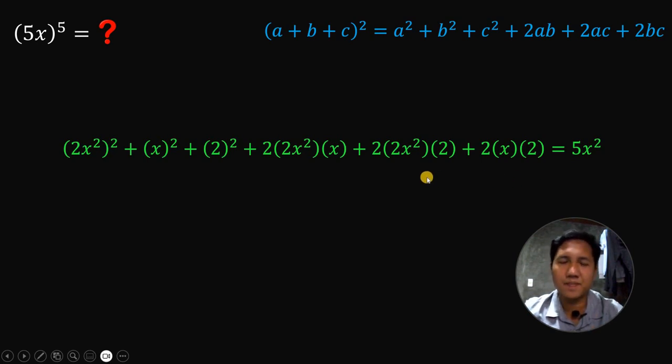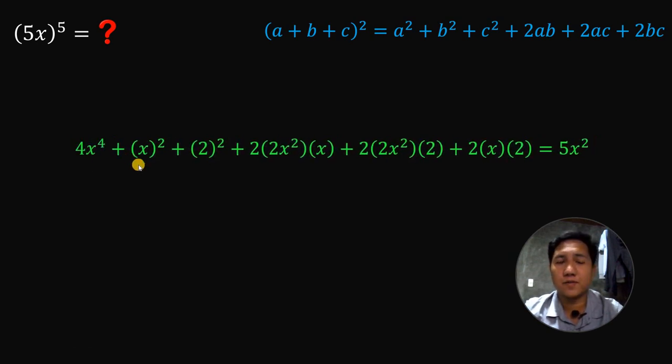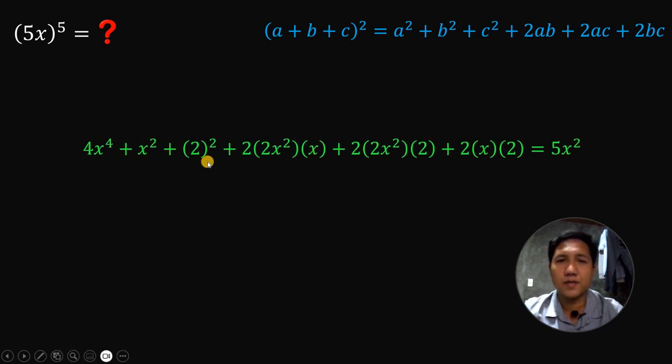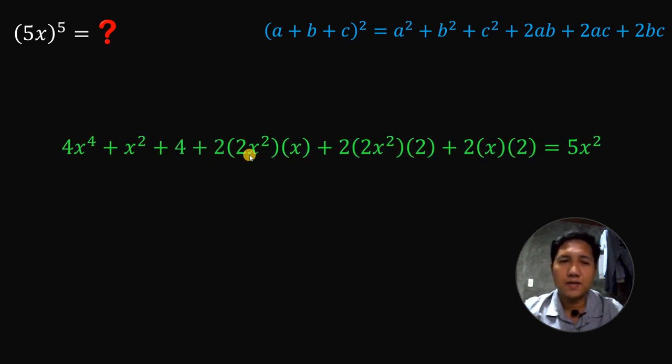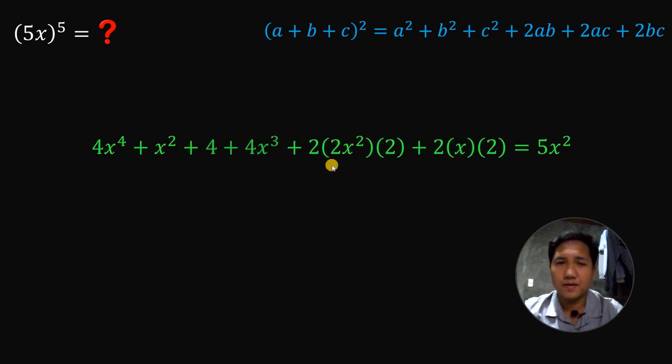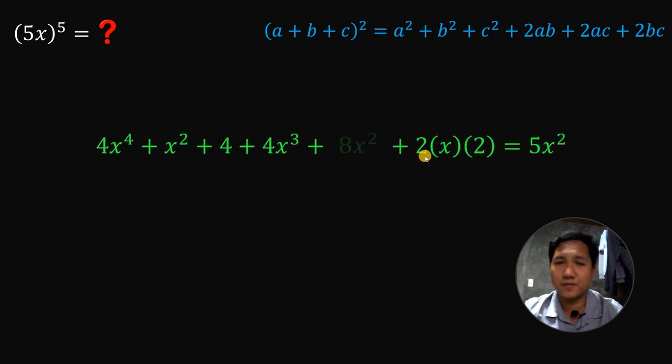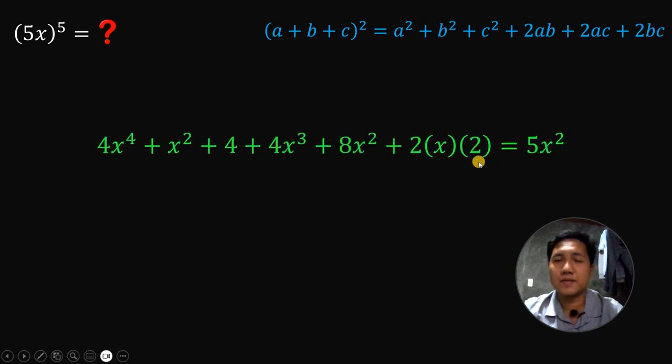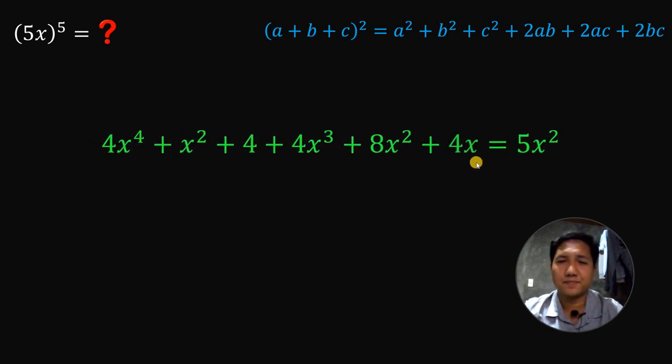Now, let's simplify each of these terms. 2x squared raised to the power of 2 will give us 4x raised to the 4th power. x raised to 2 is x squared. 2 raised to 2 is just 4. Now, 2 times 2x squared times x is just 4x cubed. How about 2 times 2x squared times 2? 2 times 2 is 4, times 2 is 8, so we have 8x squared. And 2 times x times 2 will give us 4x.